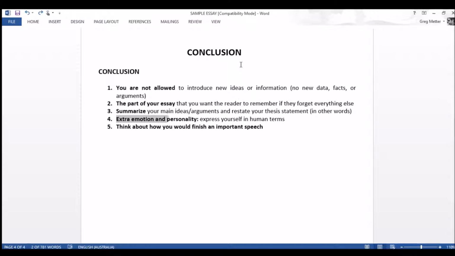Next, include some emotion, some of your personality, something that gives the essay and the conclusion a little bit more flavor, a little bit more uniqueness, just so it doesn't sound like a robot. And then just think about how you would finish an important speech. We usually finish speeches with something powerful, something emotional, something to get the reader's attention and make the reader feel something. And that way the speech, and in this case the essay, remains in the mind of the reader.